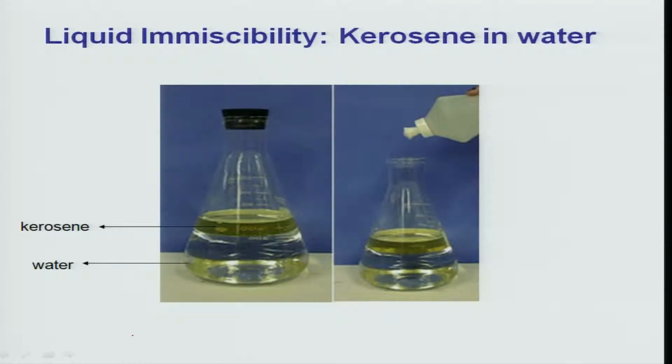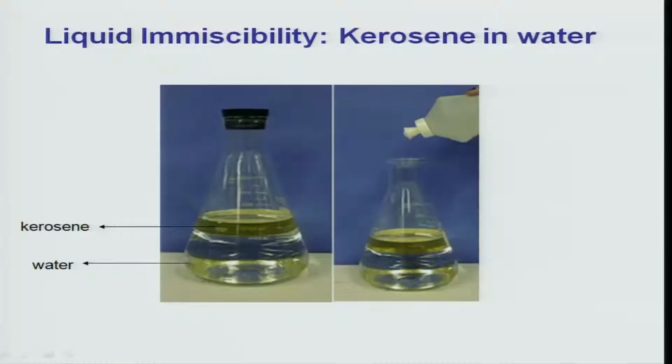In our childhood we have done experiments like putting kerosene and water in a beaker. That is what is shown here. You see that if I put kerosene in water, kerosene is lighter than water, and therefore kerosene will float on water. But the fact is that kerosene and water do not mix with each other. That is the most important aspect of today's discussion, that these two liquids are immiscible with each other. That means they do not like each other at all, that is why they remain separate.